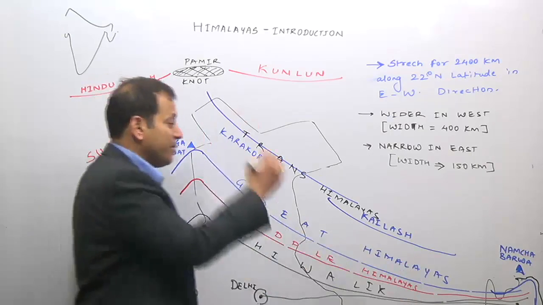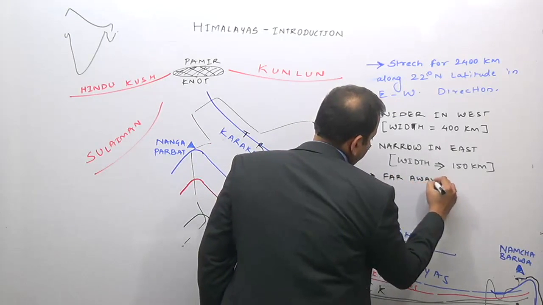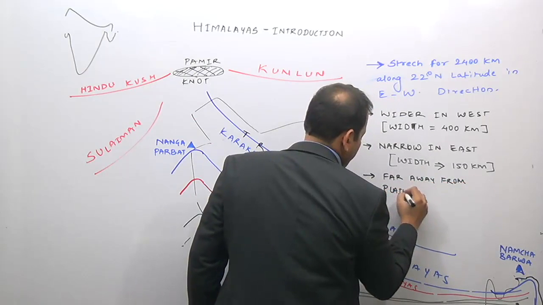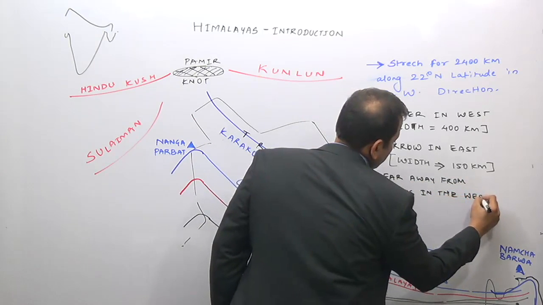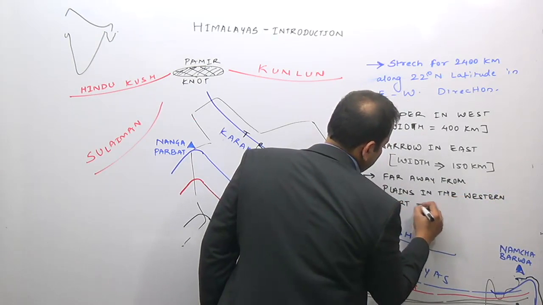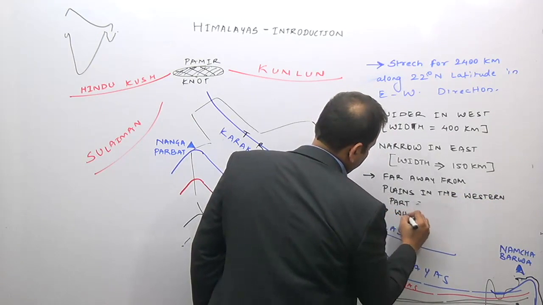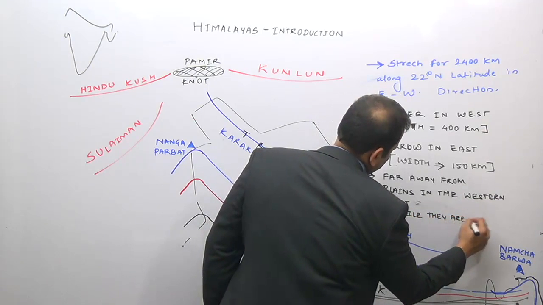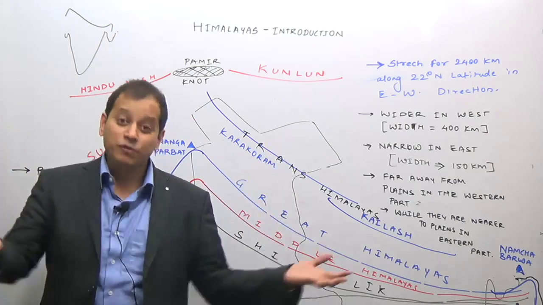So the Himalayas are far away from the plains in the western part, while they are nearer to the plains in the eastern part. In between these two mountains is the beautiful valley of Kashmir.